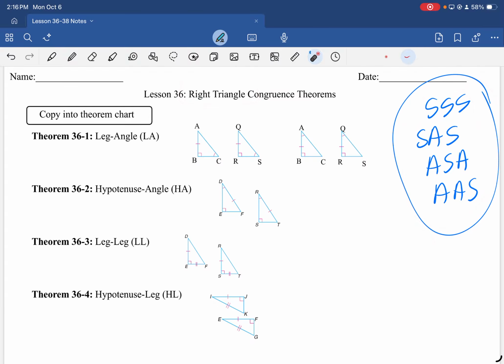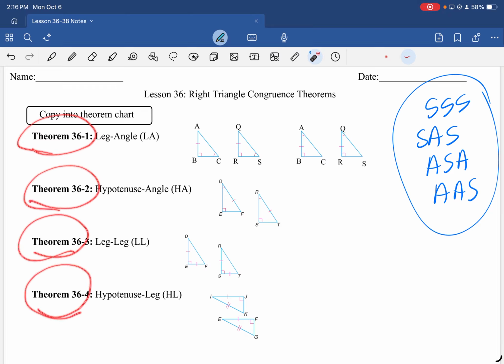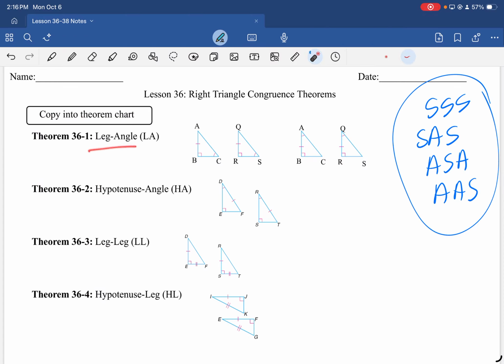We've got 4 different theorems that we're covering, and they're in your theorems chart. There's leg angle, which is abbreviated LA. There's hypotenuse angle, abbreviated HA. Leg leg, which is abbreviated LL. And then hypotenuse leg, which is abbreviated HL.